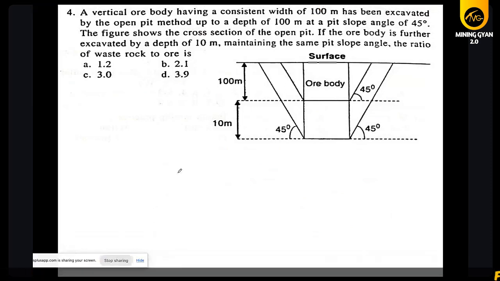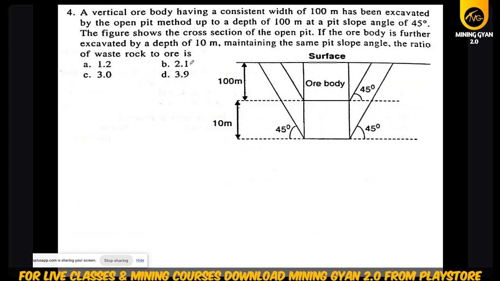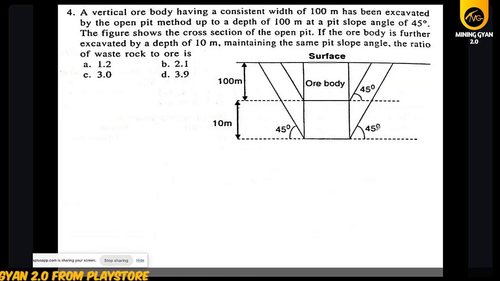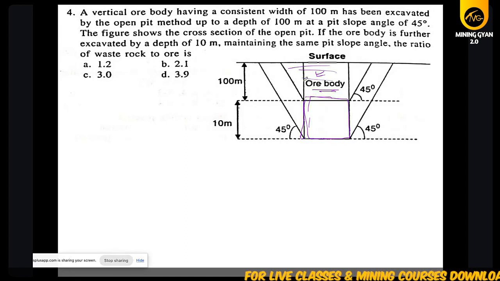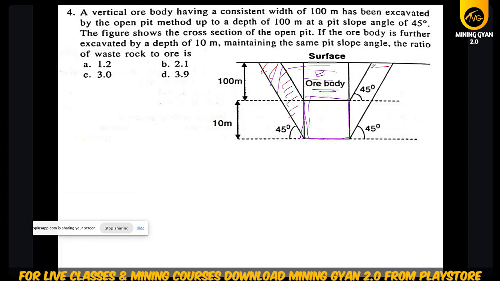A vertical ore body having a width of 100 meter has been excavated by the open pit method up to a depth of 100 meter at a pit slope angle of 45 degrees. The figure shows the cross section of the open pit. If the ore body is further excavated by 10 meter maintaining the same pit slope angle, what is the ratio of waste rock to ore? He is saying that first he has excavated this ore body, then he wants to extract 10 meter more, so now you have to calculate the stripping ratio. That part is already done. Now we have to extract this OB to exploit this ore body.